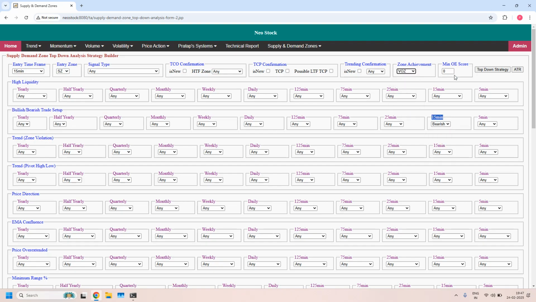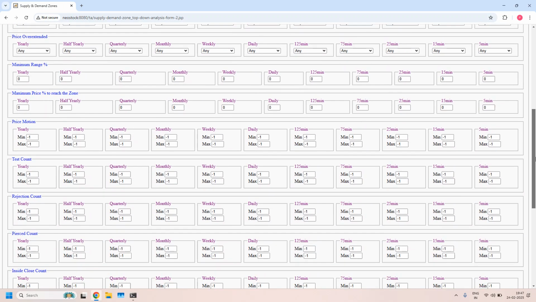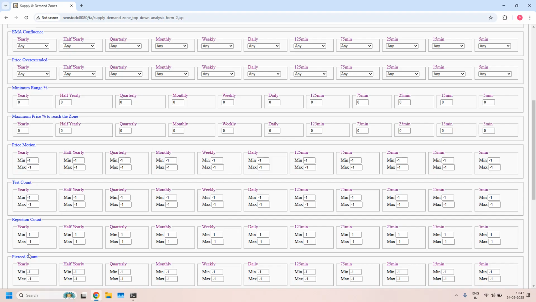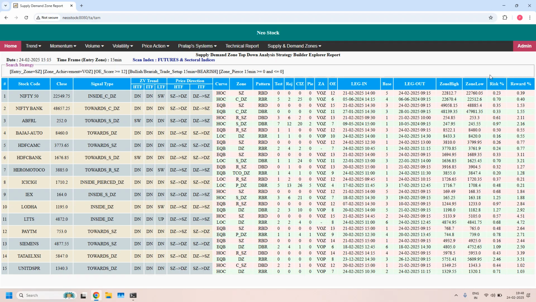Zone achievement VOZ, minimum odd enhanced score 12, and 15 minute supply zone should not be pierced. So in the pierced count at 15 minutes time frame, I am setting minimum value 0, maximum value 0. That means 15 minute supply zone should not be pierced. With these filters, we got 15 stocks.